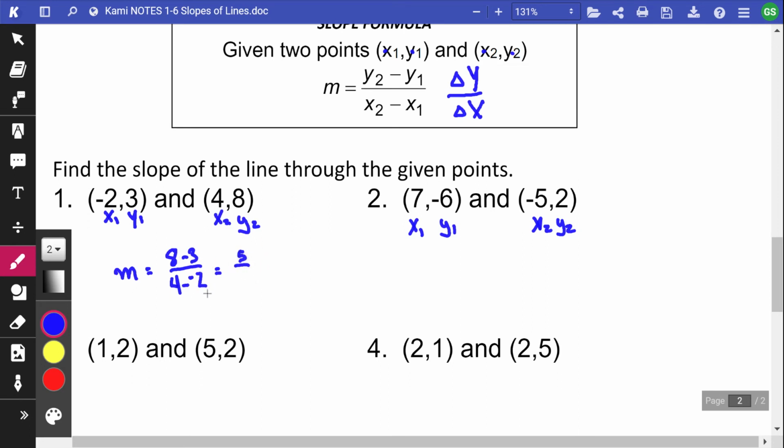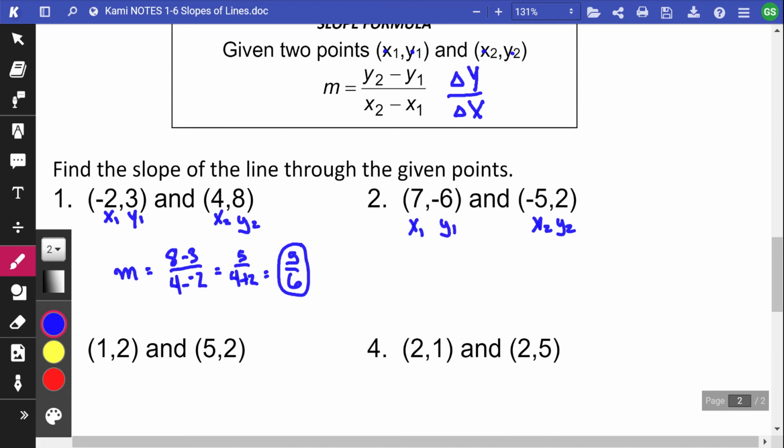And then 4 minus a -2, when you subtract a negative, that always turns into a positive. So that's really 4 plus 2. So finally we have 5 over 6. So that's our slope.